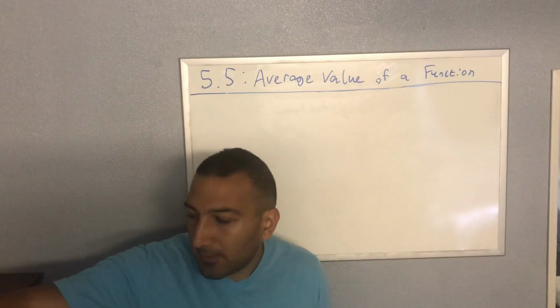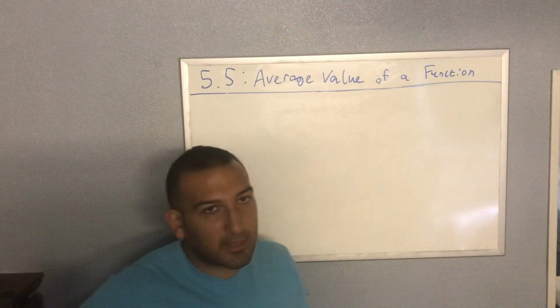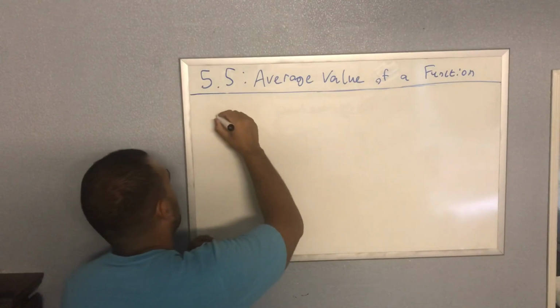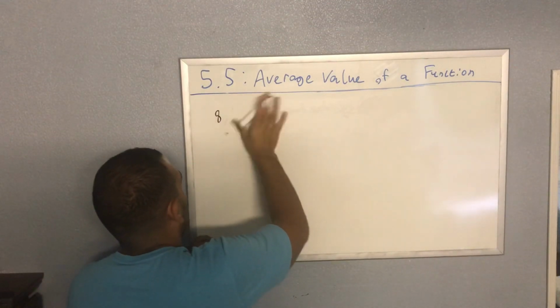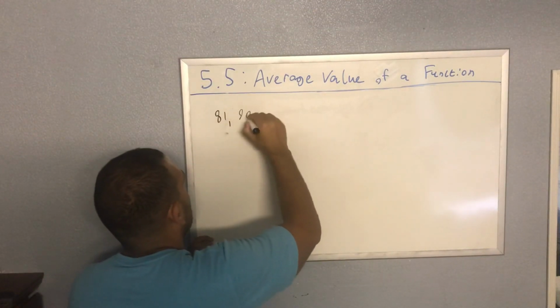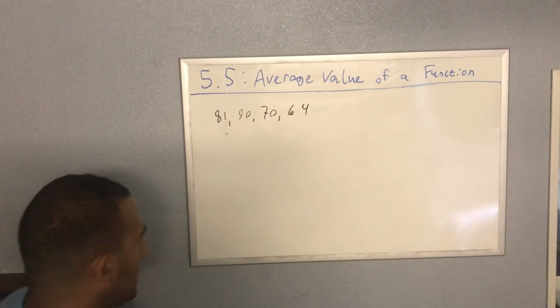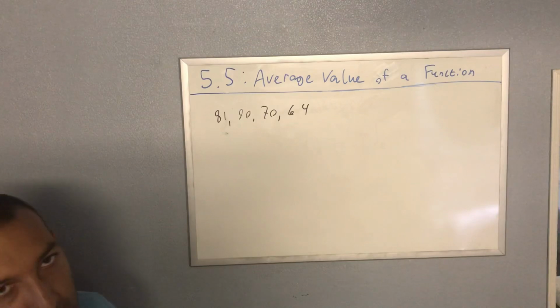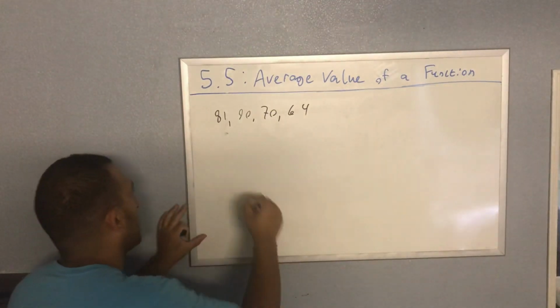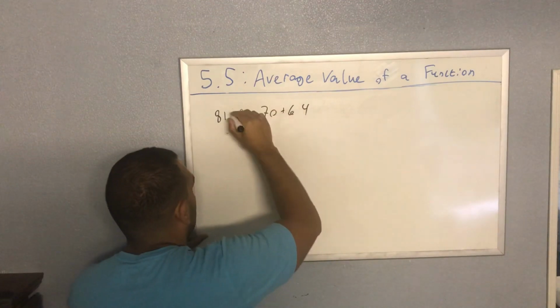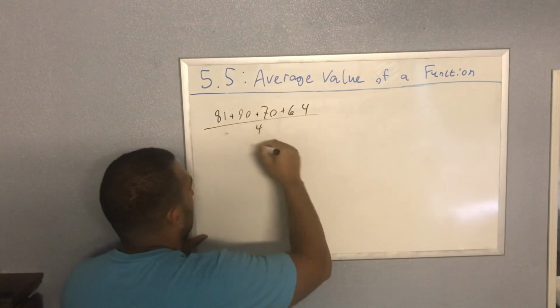So let's just think about what the average of a collection of numbers is, right? Say you have 4 test scores, 81, 90, 70, and 64. What is the average of these 4 test scores? Well, you just add these up, and you divide by 4. That's the average.